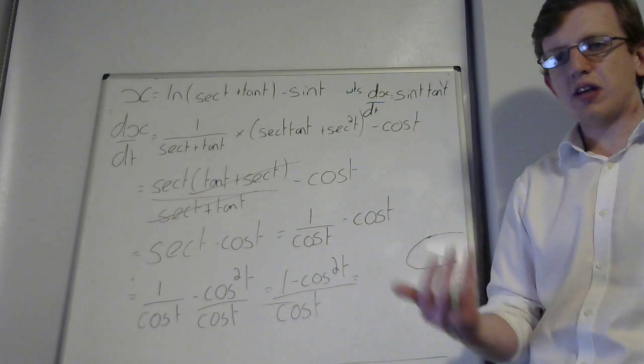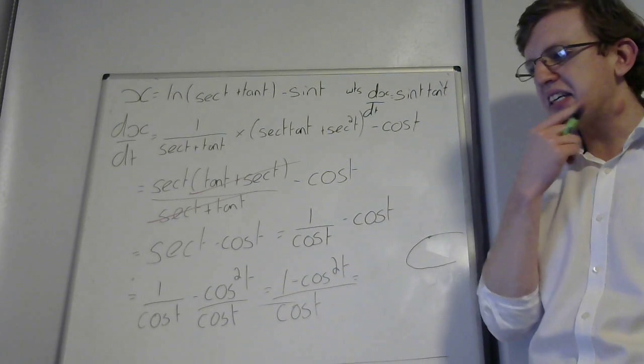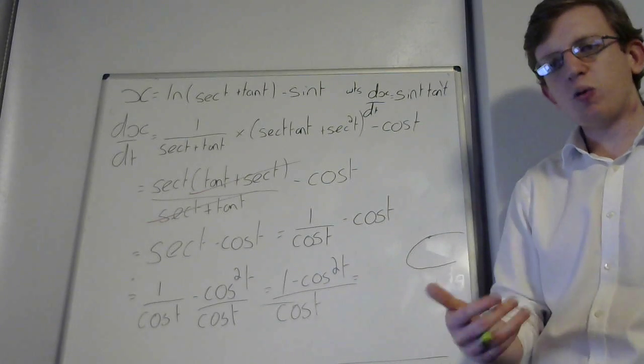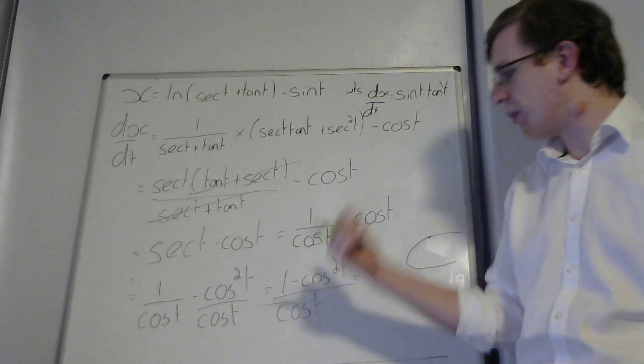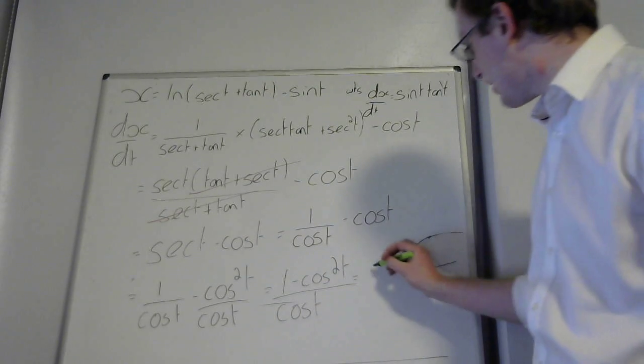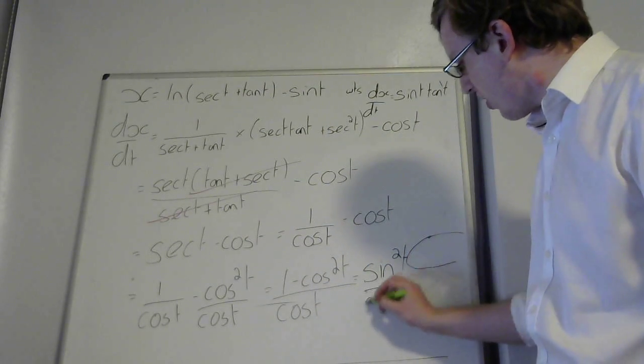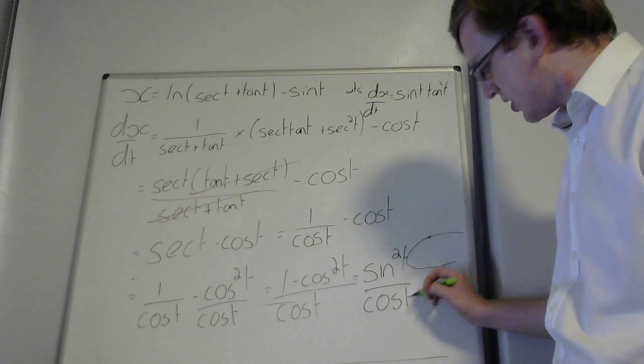It's the classic trigonometric identity that we all know. It's the only one that we remember. Sine squared plus cos squared equals 1. So 1 minus cos squared is sine squared. So we're left with sine squared t over cos t.